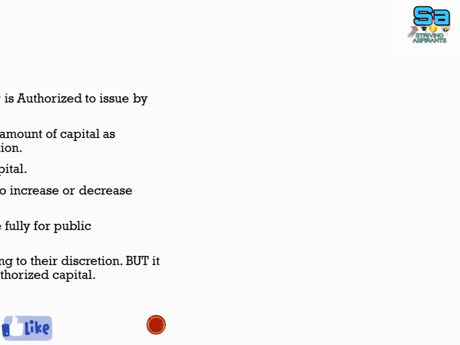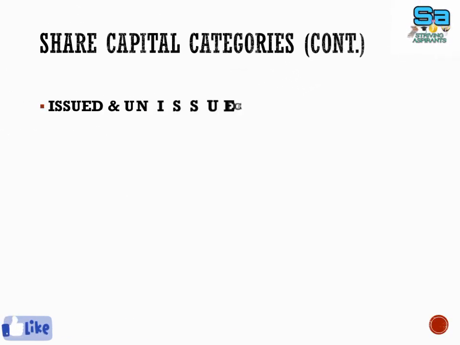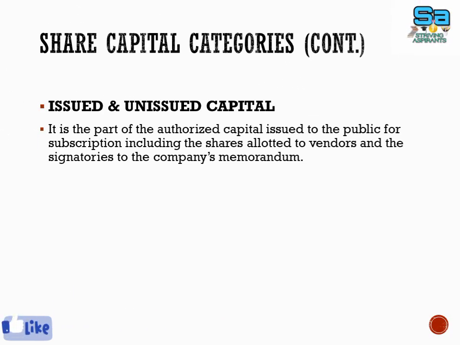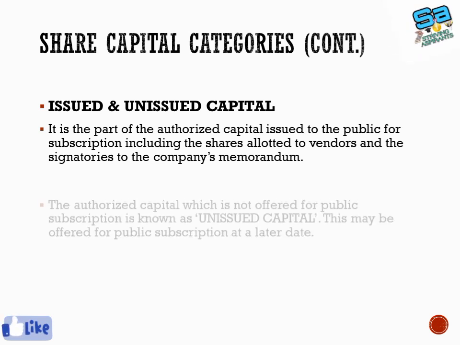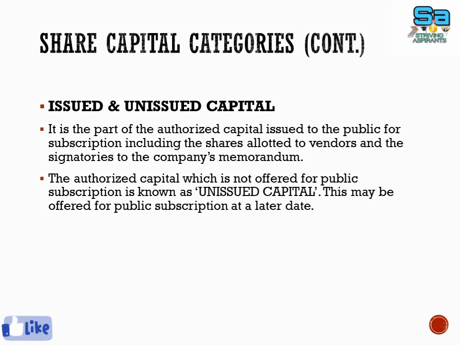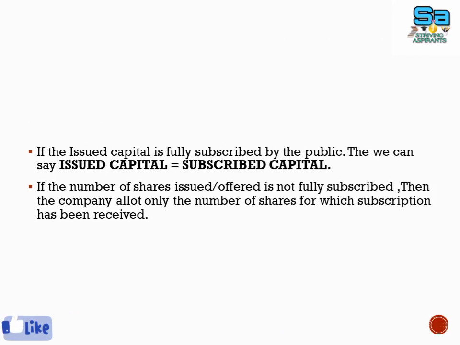Next one is issued and unissued capital. This is the part of authorized capital which is actually issued to the public in order to subscribe, including the shares allotted to vendors and signatories to the company's memorandum. The authorized capital which is not offered for public subscription is called unissued capital. This will be offered to the public to subscribe at a later date.